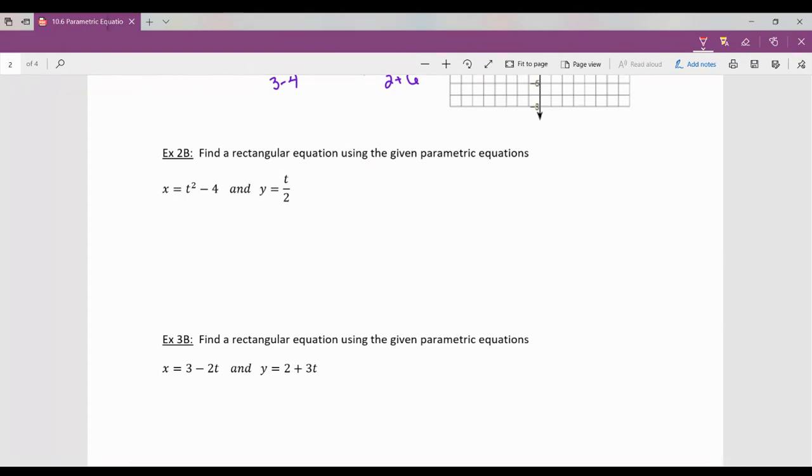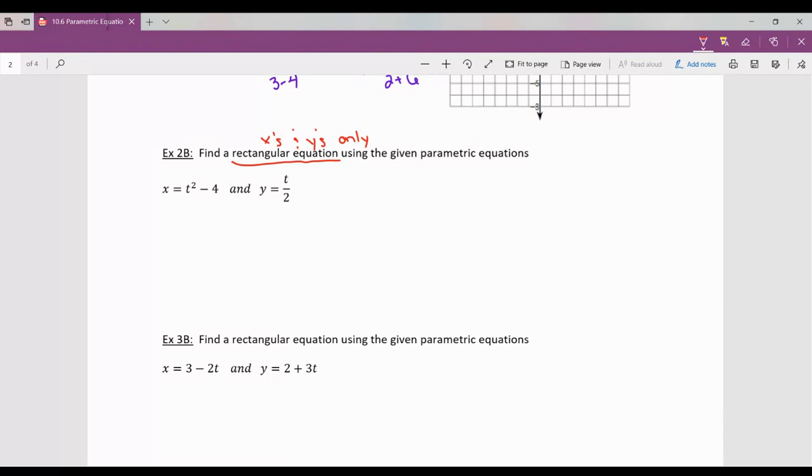So we want to find it as a rectangular equation. That means x's and y's only. It says equation, so it's only one equation we want. Right now we have two equations where each x and y are defined by t. So we want one equation, a rectangular equation, with only x's and y's, no t's involved.